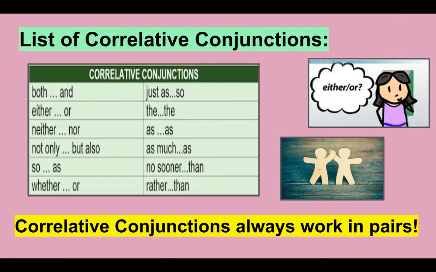Let us have a look at a list of commonly used correlative conjunctions. Both and, either or, neither nor, not only but also, so as, whether or, just as, so, the and the in the same sentence used together, as and as much as, no sooner than, rather than. As I told you before also, correlative conjunctions always work in pairs.